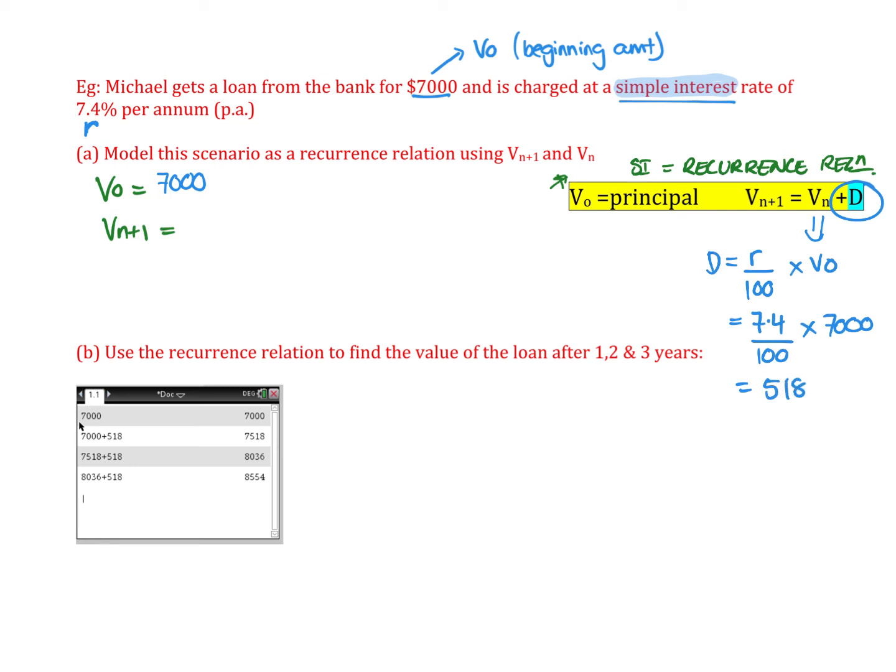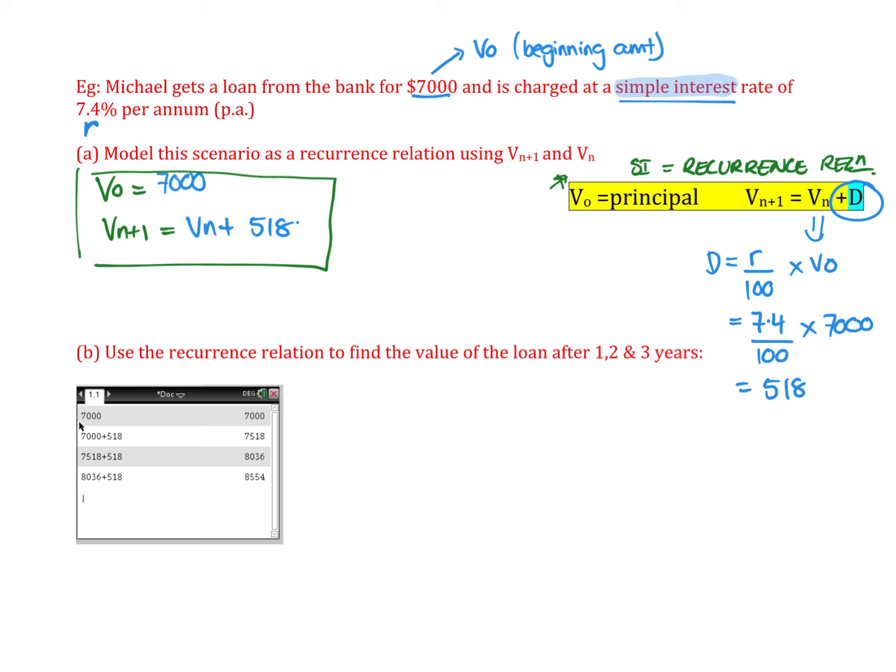So when we go and fill in our recurrence, we're going to write Vn plus 518. So there's what you have to fill in, and that's the answer. That's what you've done. Okay, and then it says use this recurrence relation to find the value of the loan after 1, 2, and 3 years. So this is where we can do it in our calculator again.